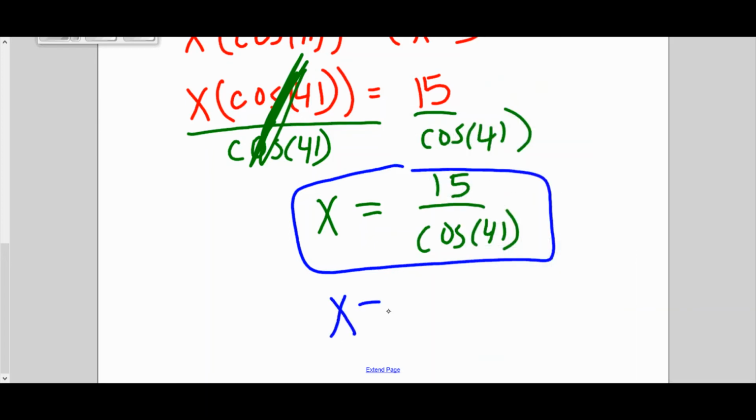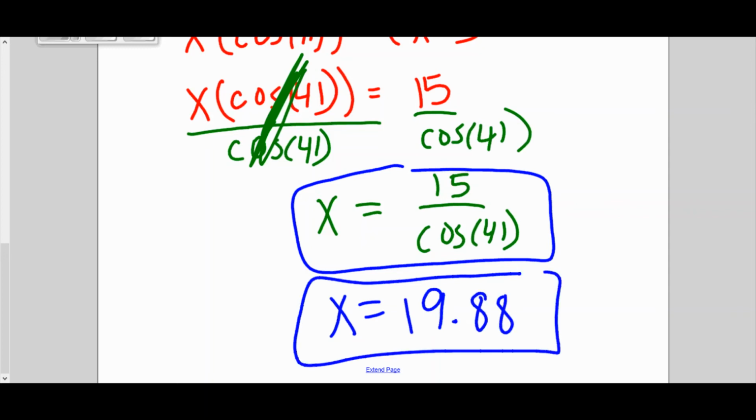So x is 19.88. So this means my hypotenuse is 19.88. So this would be like your exact answer, and this would be an approximation. Because remember, the cosine of 41 represents a decimal. So here that green part would be an exact answer. My 19.88 would be an approximation.